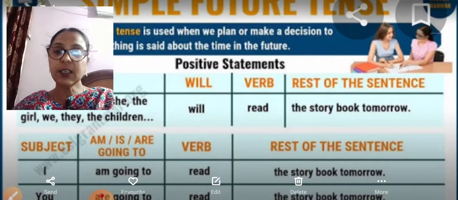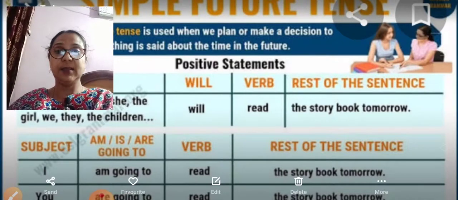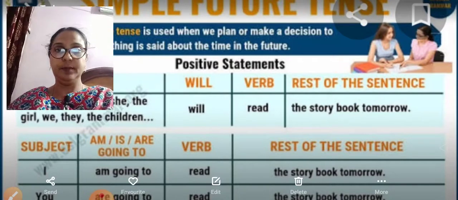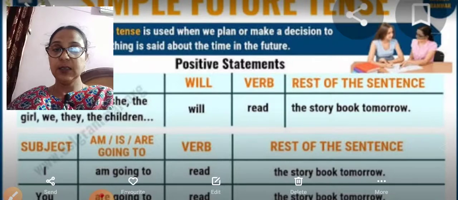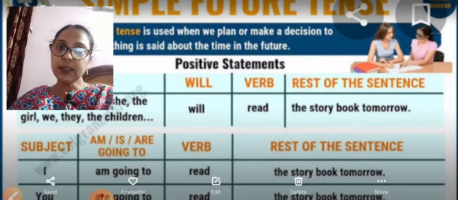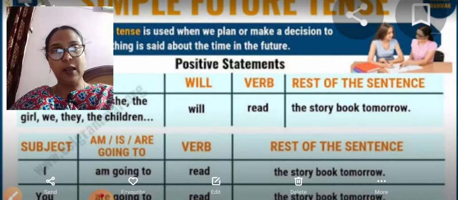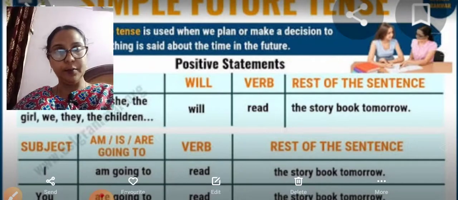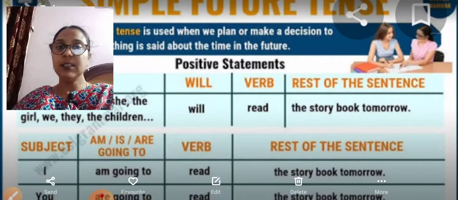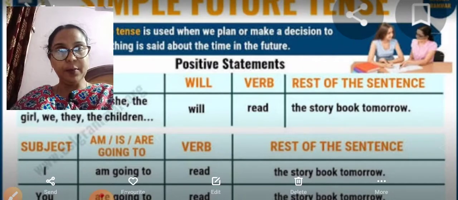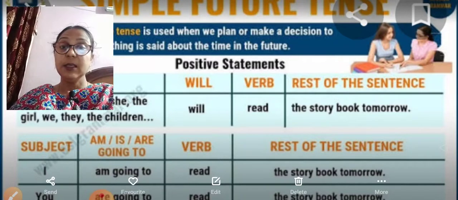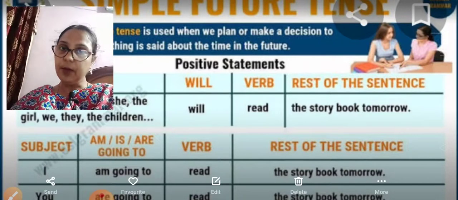So let's start revising simple future tense. The future tense is used to express an action that is likely to happen in future. As we have discussed, in simple future tense we use will and shall with the first form of the verb. First we place the subject and then will or shall, and then the first form of the verb, it means the root form of the verb.